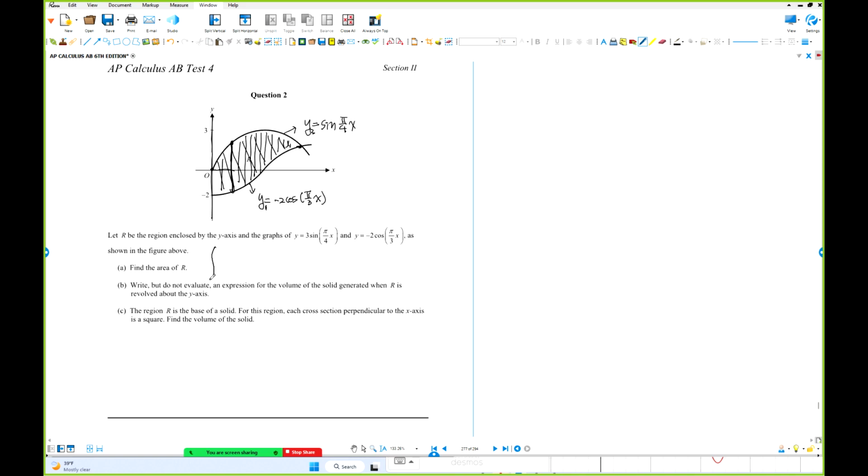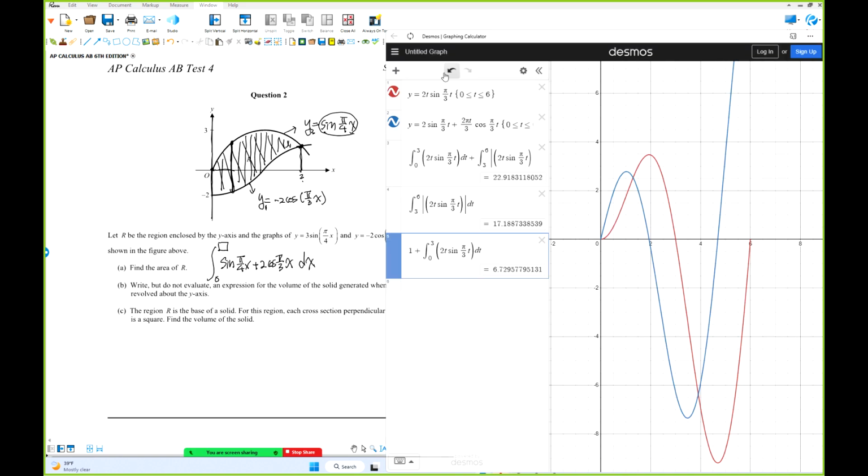So we take the integral from 0 to the intersection over here. We're going to find this intersection using the graphing calculator. And y2 minus y1 along the x-axis. So this is y2, sine pi over 4x, minus y1, which is plus 2 cosine pi over 3x. But we don't know the upper boundary yet. The lower one is 0. From 0 up to here we take the integral. So how do we find this one? We need to use the graphing calculator.